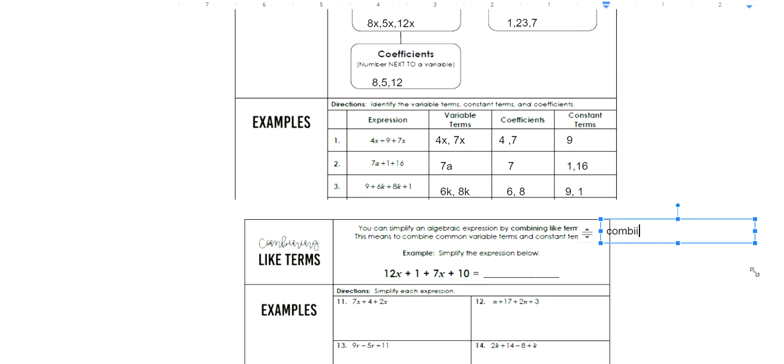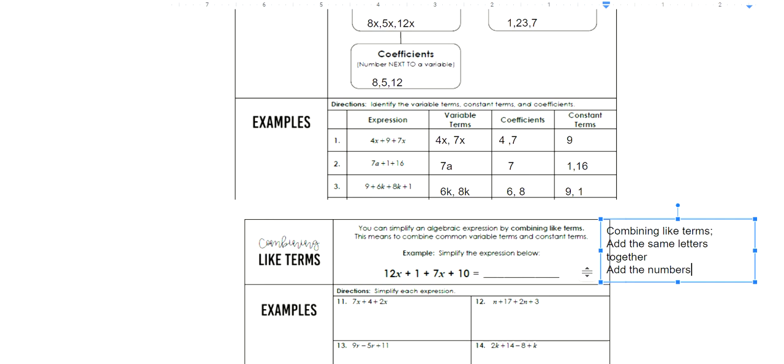So combining like terms is just add the same letters together and then add the numbers together. And you'll see in a minute what I mean by this, okay? So let's look at the example.